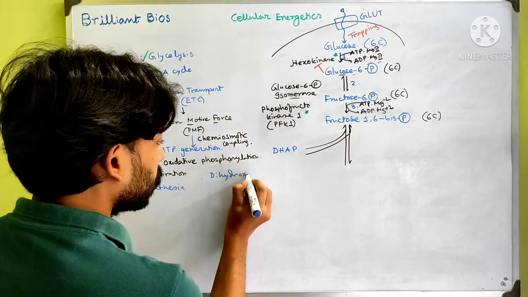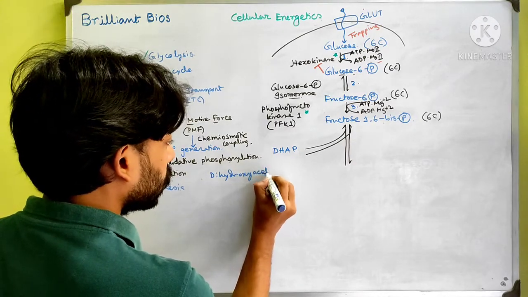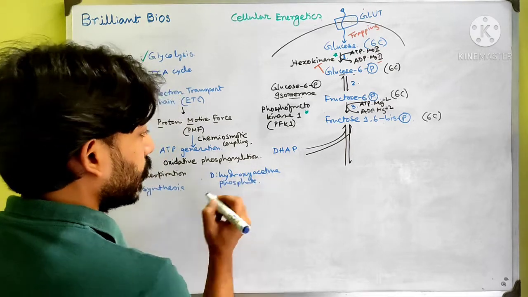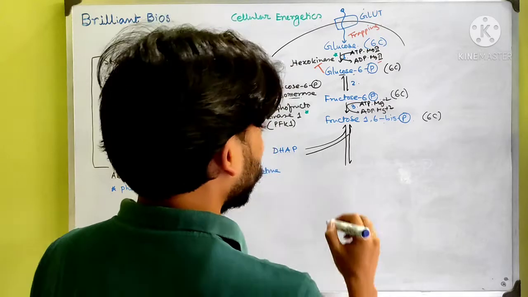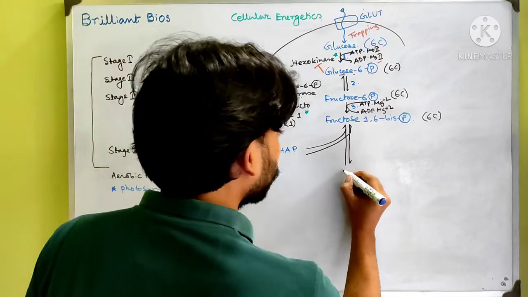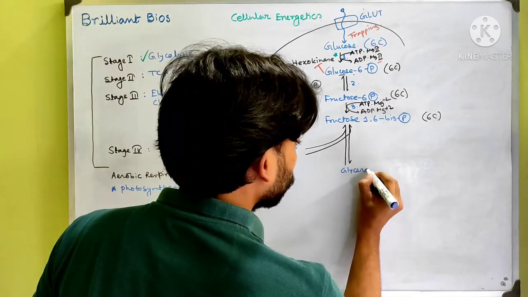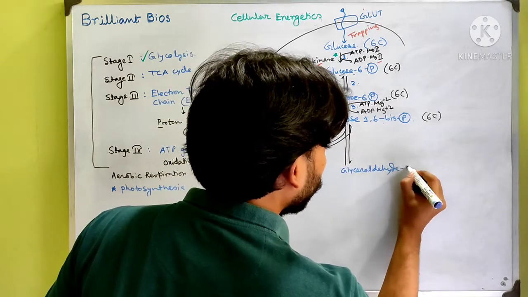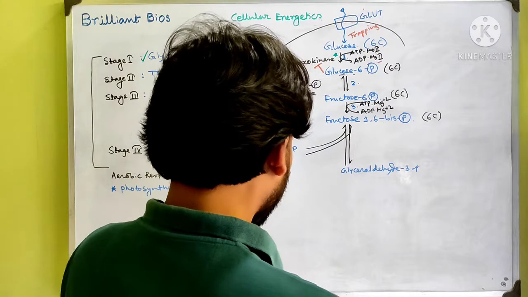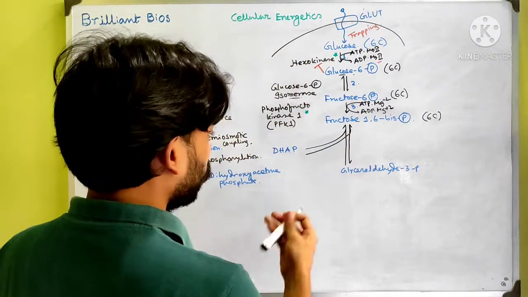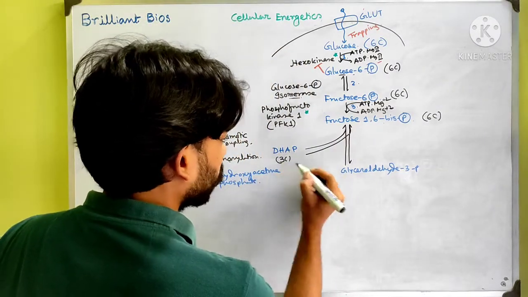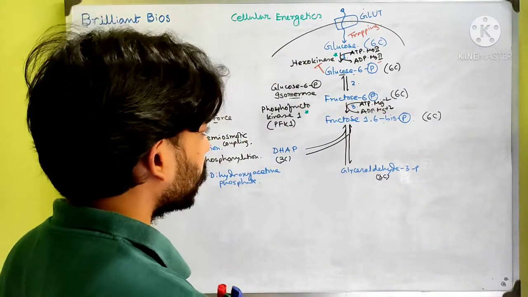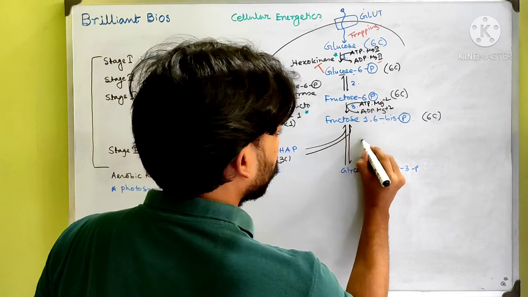dihydroxyacetone phosphate. Okay, easy, dihydroxyacetone phosphate. And the other product is the glyceraldehyde 3-phosphate. These two products are actually 3 carbon molecules, containing 3 carbons. Now the enzyme name is aldolase.